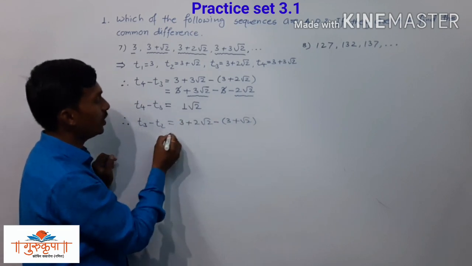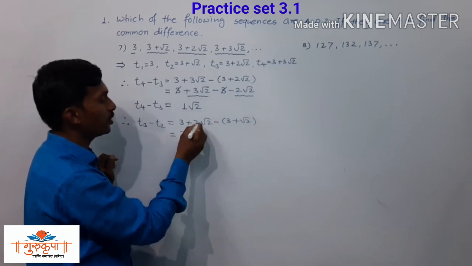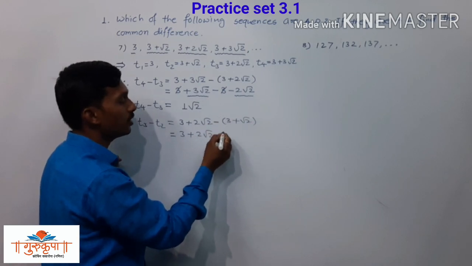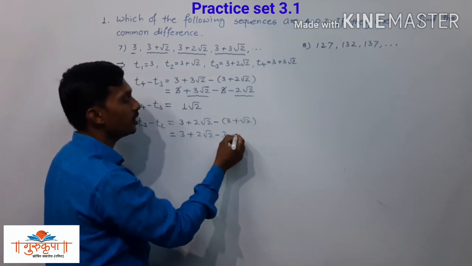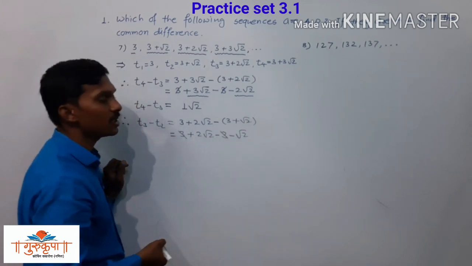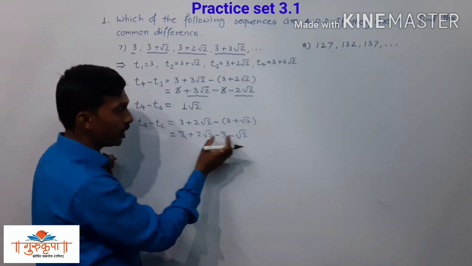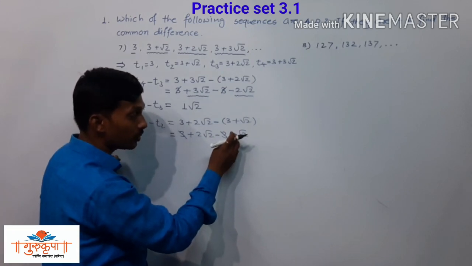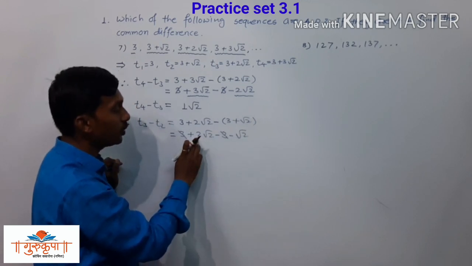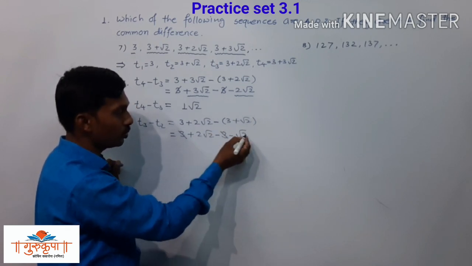So we simplify this again: 3 as it is, plus 2 root 2 as it is. Now minus into plus is minus 3, minus into plus is minus root 2. Now plus 3 minus 3 gets cancelled, and 2 root 2 minus 1 root 2; the coefficient is not given, which means we have 1 there. So 2 minus 1, and this root 2 remains as it is.